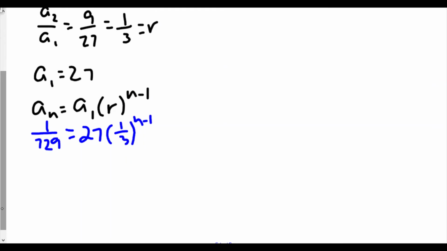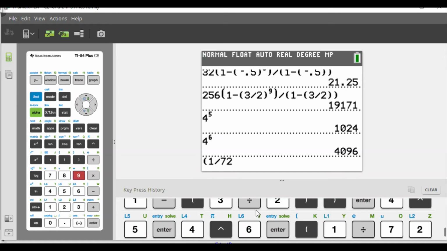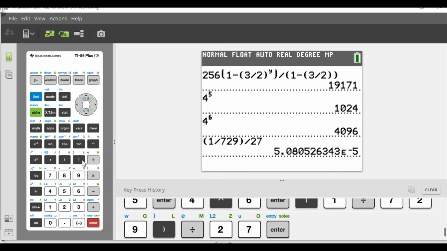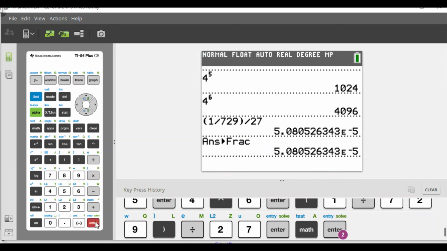Well, we're going to divide both sides by 27. All right, so divide both sides by 27. So in this case we'll do 1 over 729, I believe it was, 1 divided by 729. And we divide that by 27. We get this decimal here, of which we'll just hit math, enter, enter. Oh, unfortunately, it's not helping us out. But wait a minute, though.